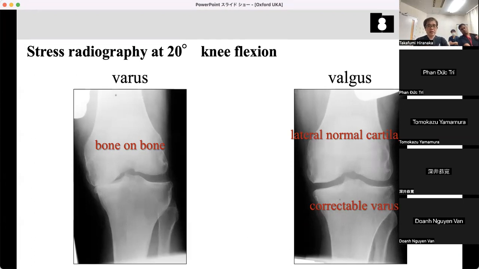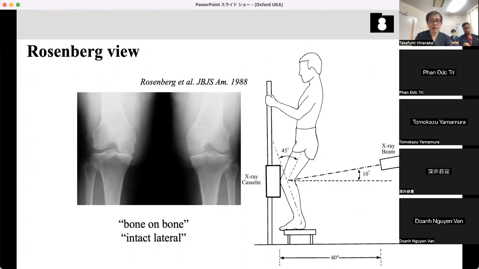So in varus stress, we can see the bone-on-bone appearance on the medial side, and in valgus stress, we can recognize the normal lateral cartilage and the corrected valgus. That means the joint surfaces of the femur and tibia are parallel to each other. And the Rosenberg view is also a really nice view. We can find both the medial side bone-on-bone and the lateral side normal cartilage.